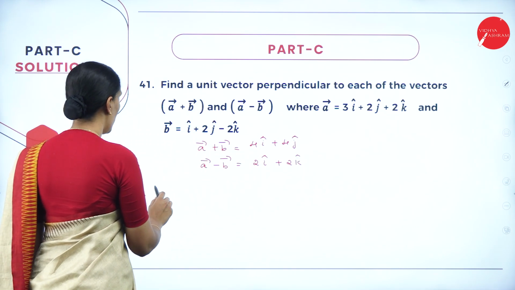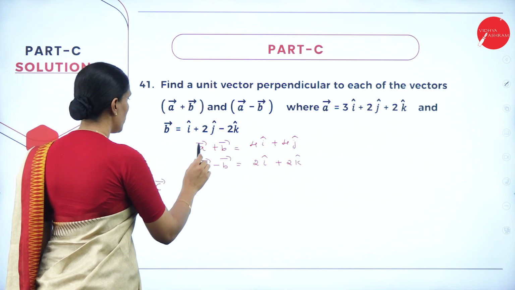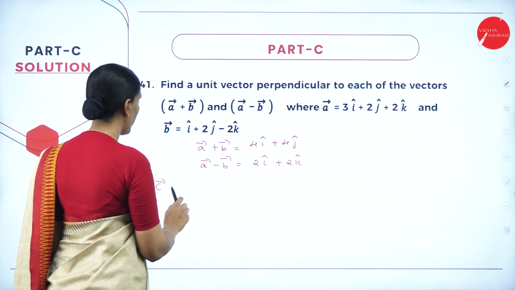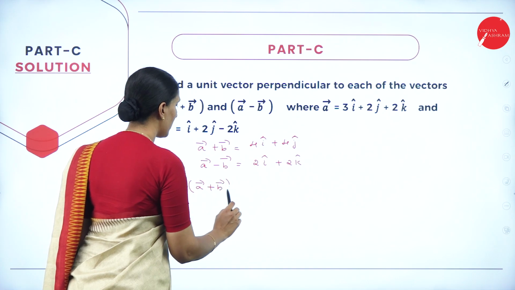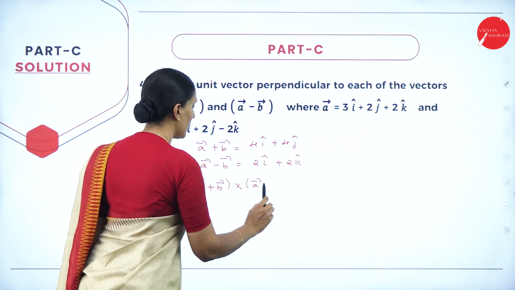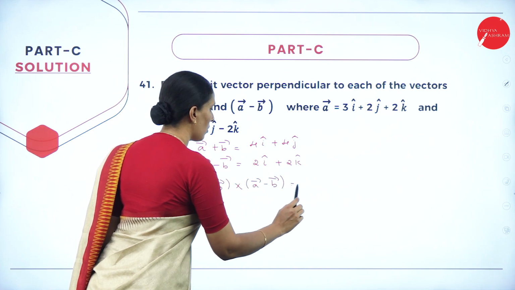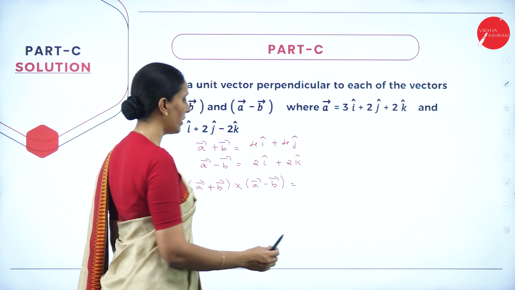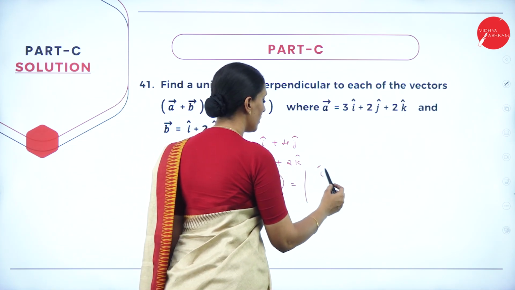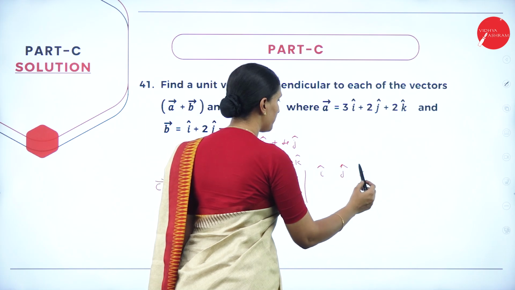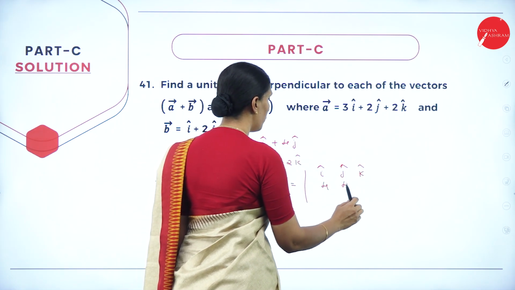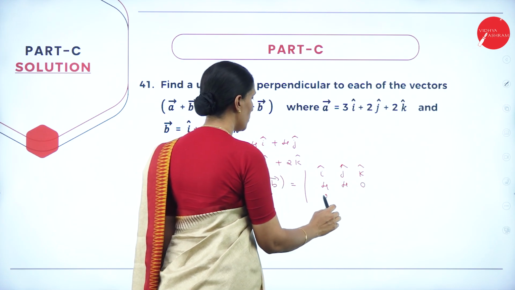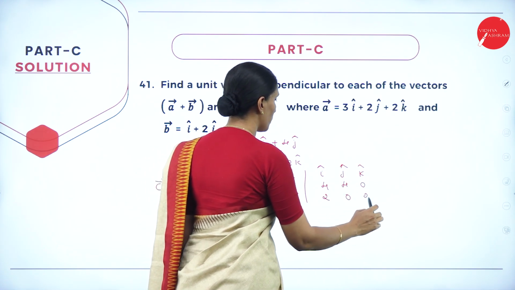So let's take vector c to find the unit vector of these two vectors. Let this be the cross product of vector a plus b and vector a minus b. So we know that the cross product can be written in the form of determinants. So i, j, k. Let's write the components 4, 4, 0, 2, 0, 2.